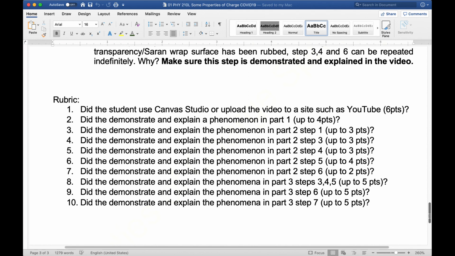That's really all I want to see. What I want you to avoid, though, is something I had last semester: a student gave me a 40-minute video of this experiment because the student was doing the experiment for the first time while filming. What you want to do is try everything out, see what works best, and then video it, because it shouldn't take you that long.